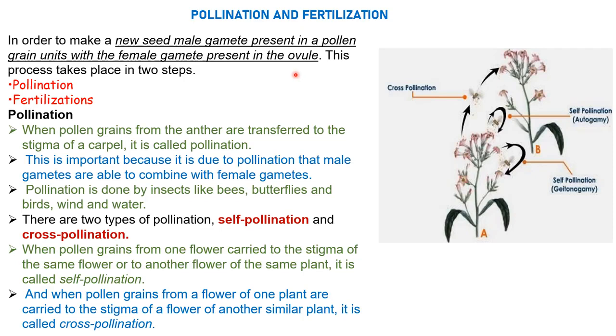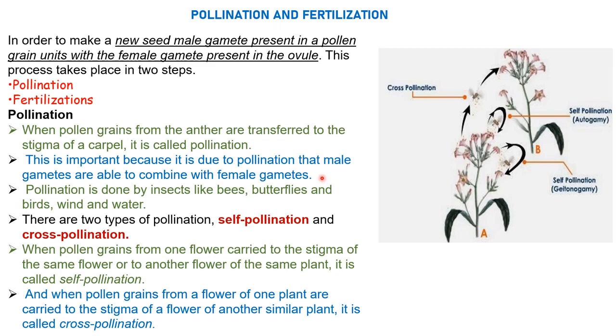The transfer of pollen grain from the anther to the stigma of a carpel is called pollination, or you can say from the anther, from the stamen to the stigma. The transfer of pollen grain from the stamen to stigma is known as pollination, in very simple words, right? Now this is important because it is due to pollination that male gametes are able to combine with the female gametes. So pollination is a very important process, right?